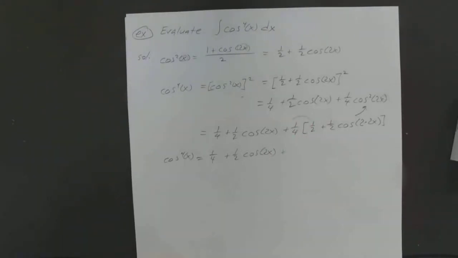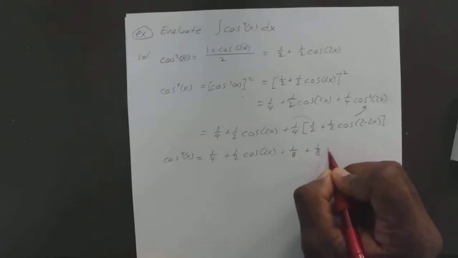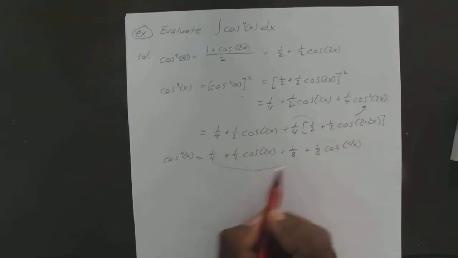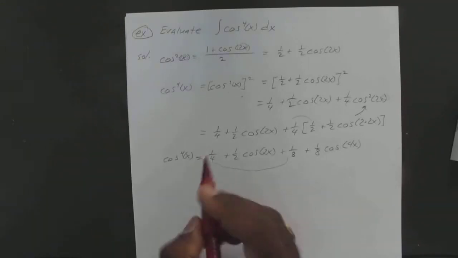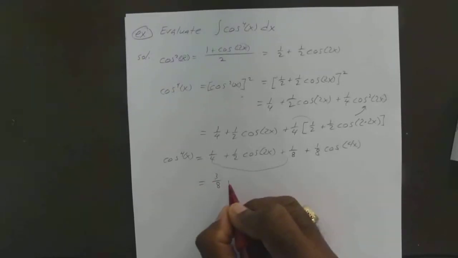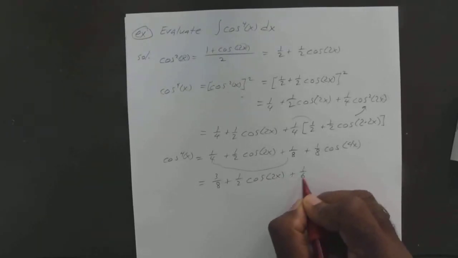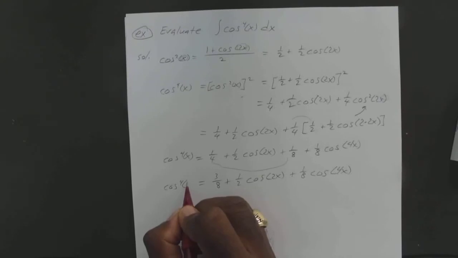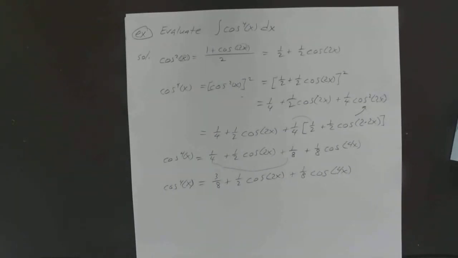All right, so we know our cosine to the power of 4 is equal to 1/4 plus 1/2 cosine of 2x plus, if we go ahead and distribute that, we get 1/8 plus 1/8 cosine of 4x. And if we combine those two, 1/4 plus 1/8 is 3/8. So you get 3/8 plus 1/2 cosine of 2x plus 1/8 cosine of 4x.